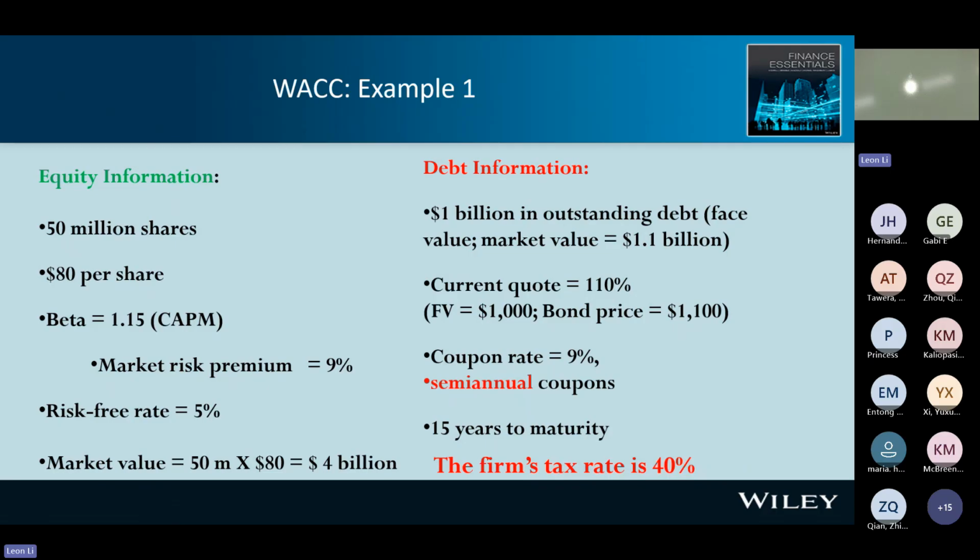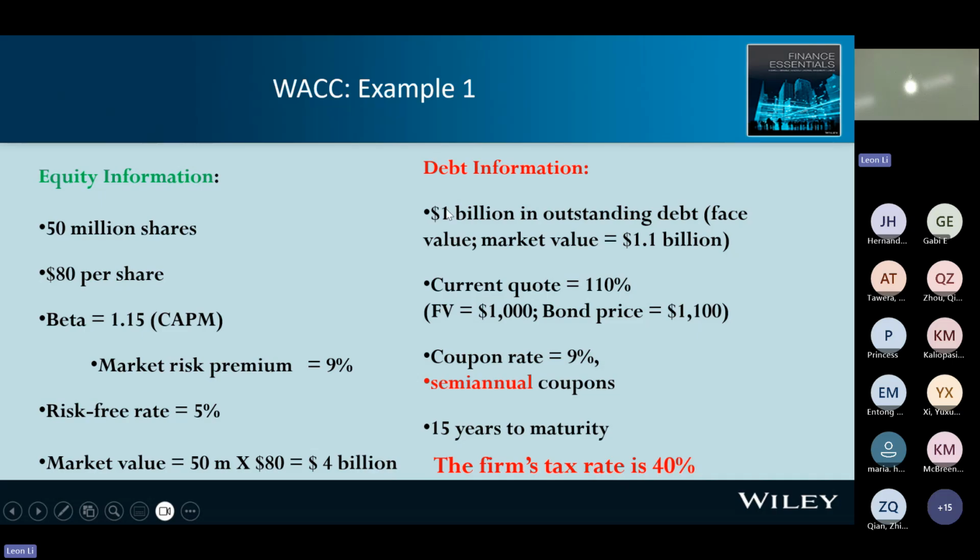There's a point: payment is semi-annual. So I need to convert or adjust the data according to payment frequency, semi-annual. For example, 15 years to maturity. The number of periods will be 15 times 2, 30. Coupon rate 9% is the 1-year rate. The semi-annual rate will be 4.5%. Then after I have the bond yield, that is the cost of debt.